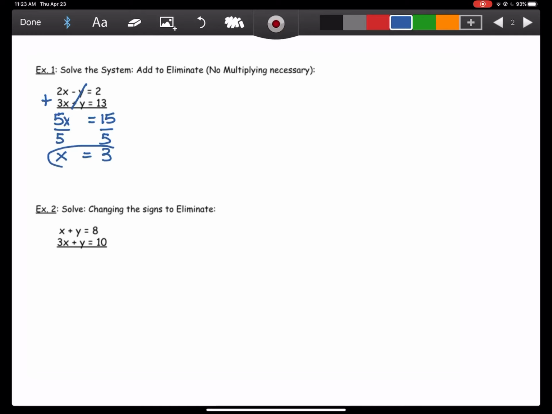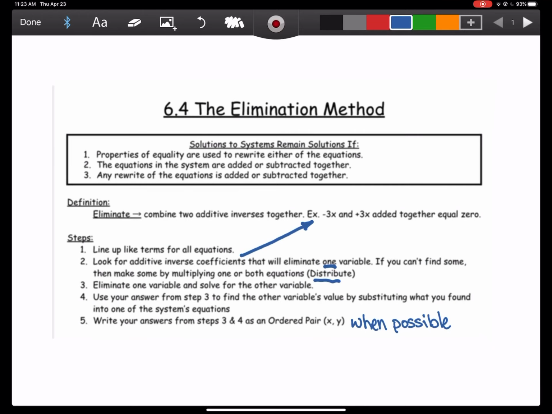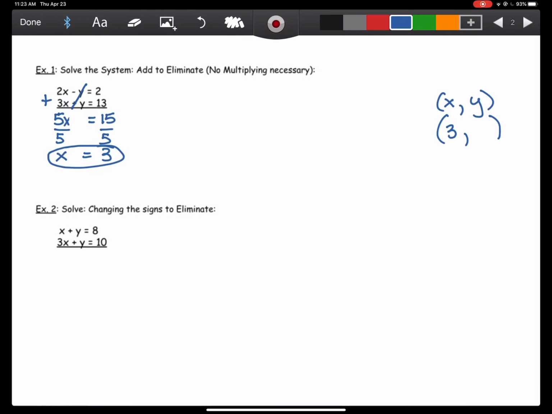So that's part of our answer. So we can jump all the way over to the right here, and thinking about x comma y format, we know our x now, so we can write that down just to put it away so we can think about y. So now, thinking back to our other steps, step 4 says use what you found to substitute to find the variable you don't know. So now I'm going to substitute.